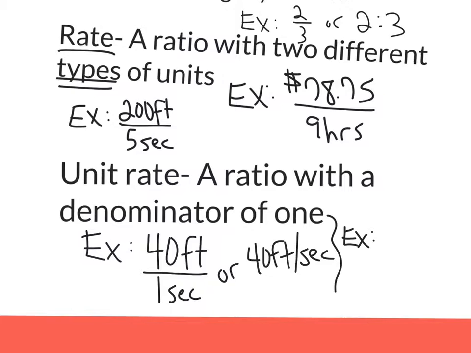Also, $78.75 for 9 hours. If you divide that out, 78.75 divided by 9, that should be $8.75 per hour. Again, that's per 1 hour, or you can just write $8.75 per hour. That slash means per.